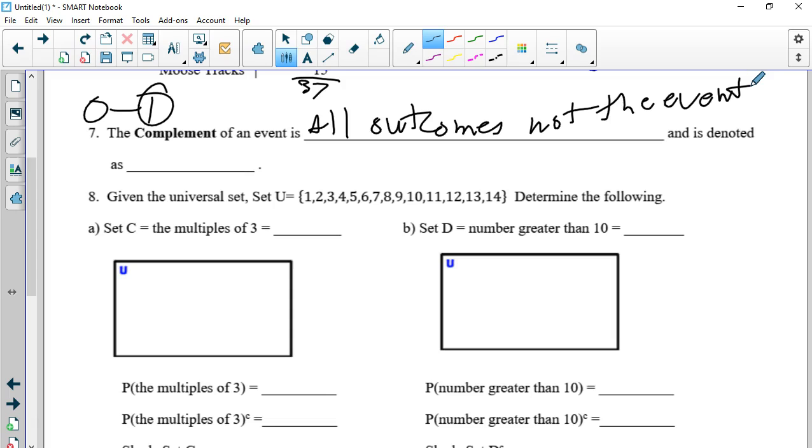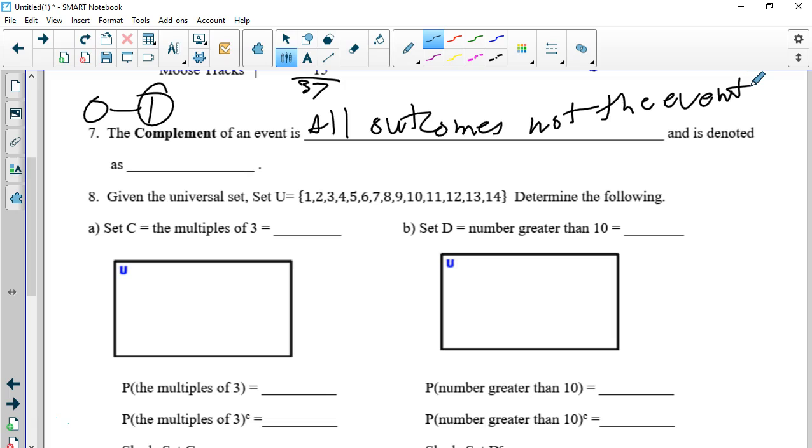So the complement of getting a 1 when you roll a die would be 2, 3, 4, 5, 6. There's 5 things that are not that. It's just what is not what I have. Okay? So if I say 1 out of 6 is my probability, the complement would be 6 over 6, 1, minus 1 over 6, which is 5 over 6. Just all the chances of it not happening.